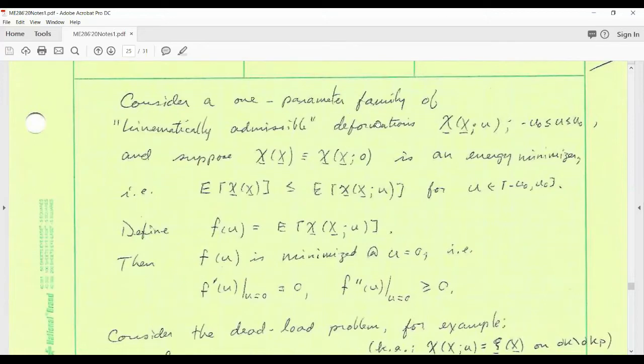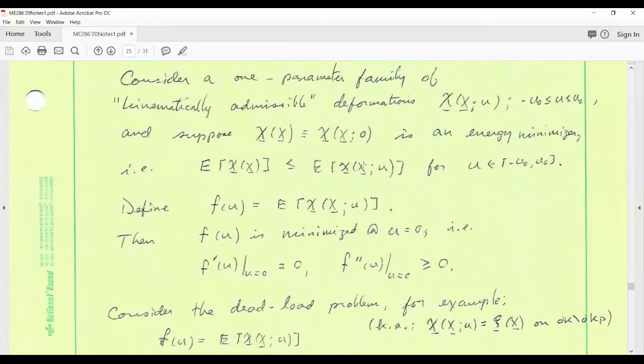Let's look at a one parameter family of deformations. I'll say u is the parameter in some interval between minus u naught and u naught, where u naught is a positive number. And let's suppose the state corresponding to u equals zero, I'll simply call it chi, is an energy minimizing state, minimizing the potential energy. So here's our variational problem, minimum problem, posed again. So we would then have, for this one parameter family of configurations, this inequality for all u in this interval.